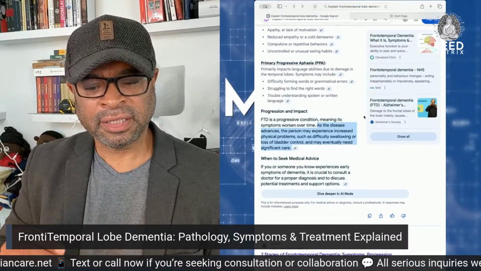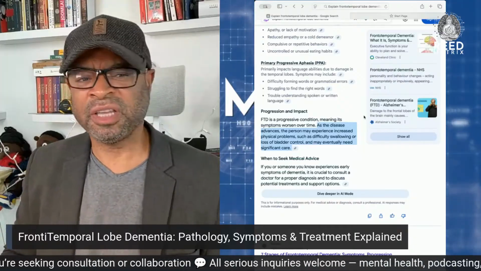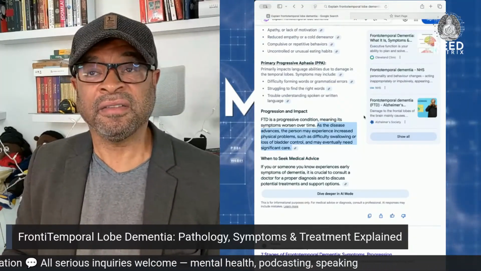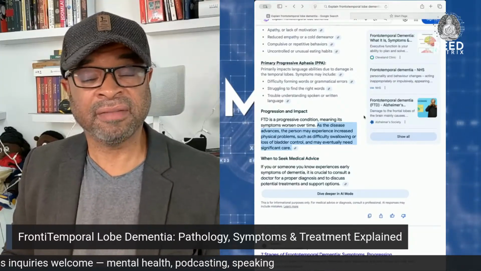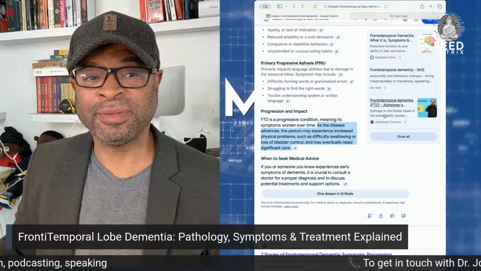So one of the ways to distinguish between these: if it's just memory, think of Alzheimer's. If it's movement, think of Parkinson's. If it's choreiform, think of Huntington's. If it's agitation, combative aggressiveness, or cognitive problems, think frontotemporal lobe dementia.